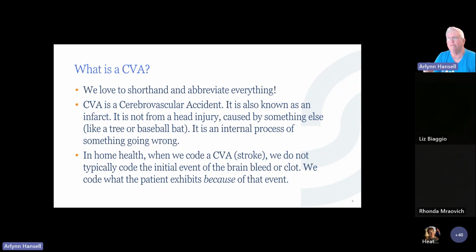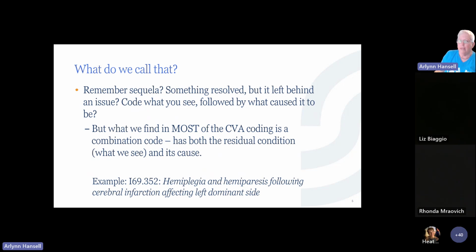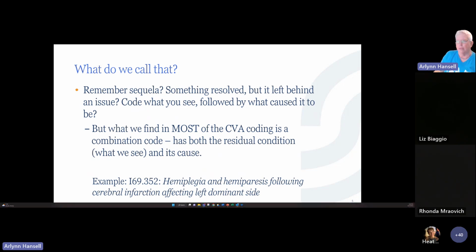So CVA is a cerebral vascular accident. It's also known as an infarct. It's not from a head injury caused by someone else, like they skied into a tree or got hit with a baseball bat or anything like that. It's an internal process of something gone wrong. Generally, a bleed or a thrombus or an embolism, something went wrong internally. In home health, when we code that stroke, we don't typically code the initial event. We code what the patient is exhibiting because of that event. What are they left with? And what do we call that? That fancy word, sequela, right? Something is resolved, but it left behind an issue.